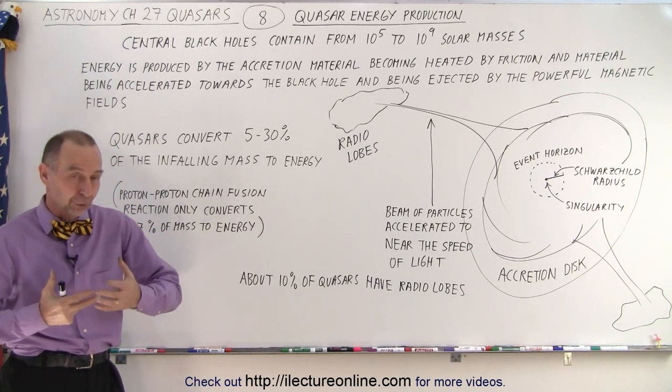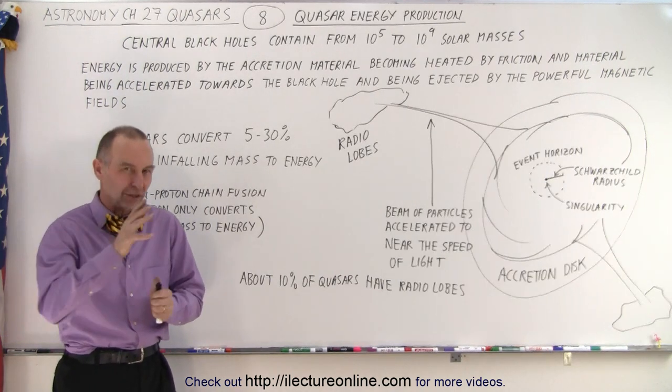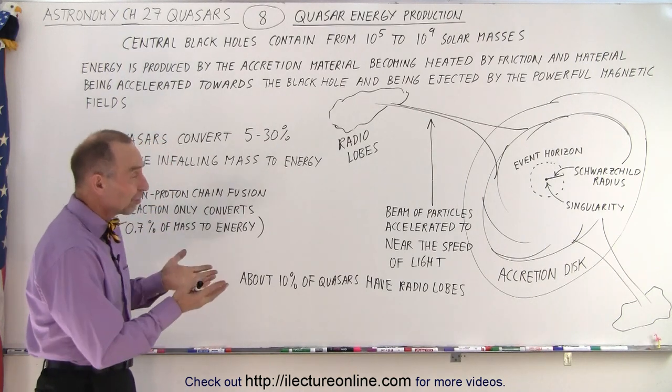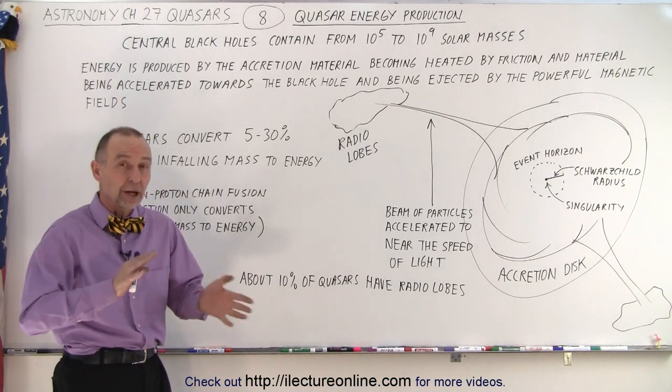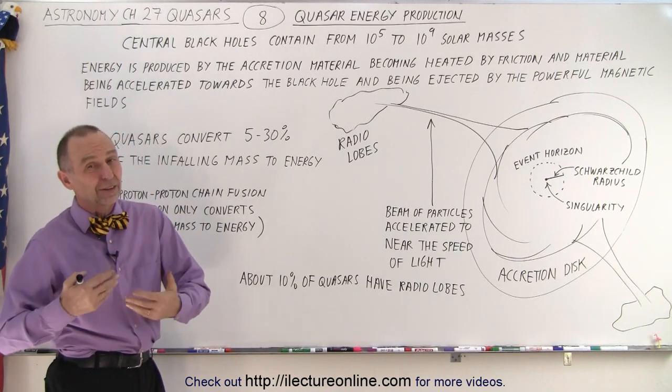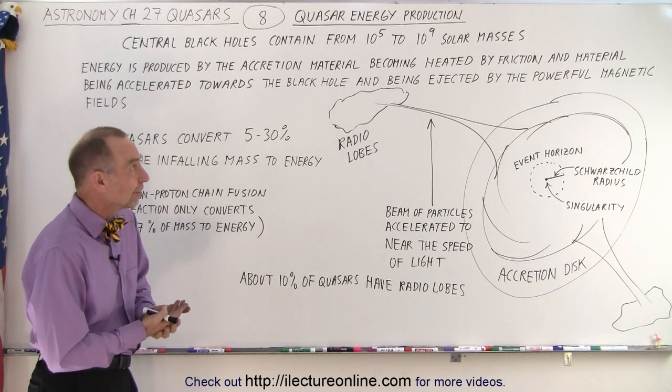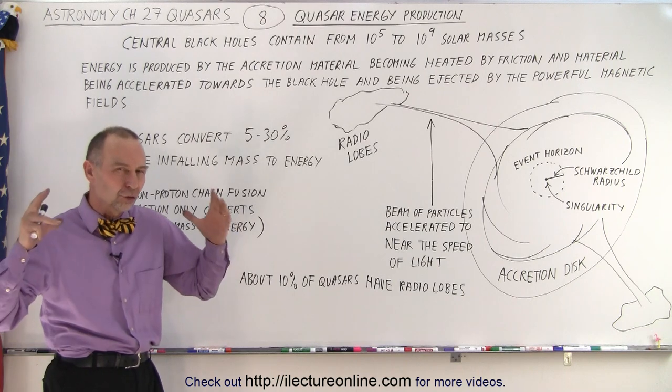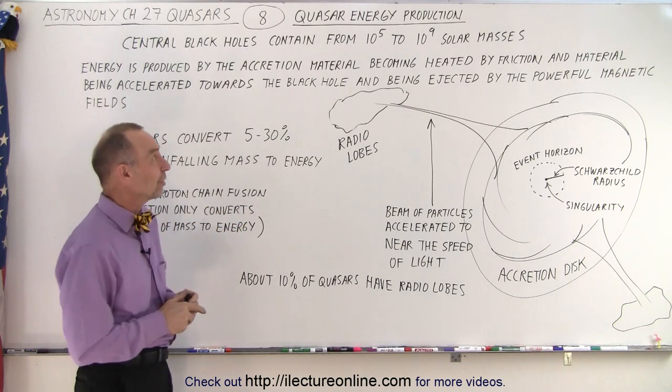We have now been able to establish that the size of those active black holes that produce the quasars inside those galaxies far away have masses from about 10 to the fifth, which is about 100,000 times the mass of the Sun, to 10 to the 9, or billions of times the mass of the Sun.